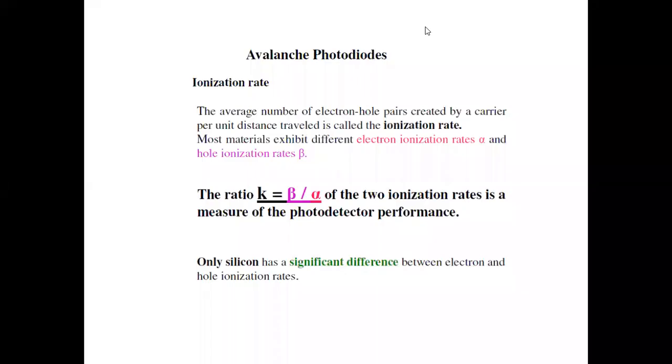For avalanche photodiodes, consider the ionization rate: the average number of electron-hole pairs created by a carrier per unit distance traveled is called the ionization rate. Most materials exhibit different electron ionization rates, alpha, and hole ionization rates, beta. So the ratio between beta and alpha of the two ionization rates is a measure of the photodetector performance. Only silicon has a significant difference between electron and hole ionization rates.